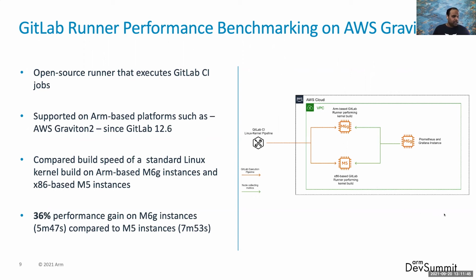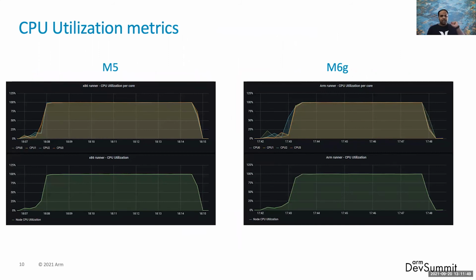Now, in reference to what Darren mentioned, we kept the CPU utilization on both M6G and M5 instances up to 100%. We wanted to stretch it out to see what kind of performance we get with that. So both the runners would stretch out to 100% CPU utilization. Based on that, we decided the size and where we wanted to do the comparison. And as you can see in the charts, we achieved 100% utilization for both types of instances per node and the CPU utilization as well.